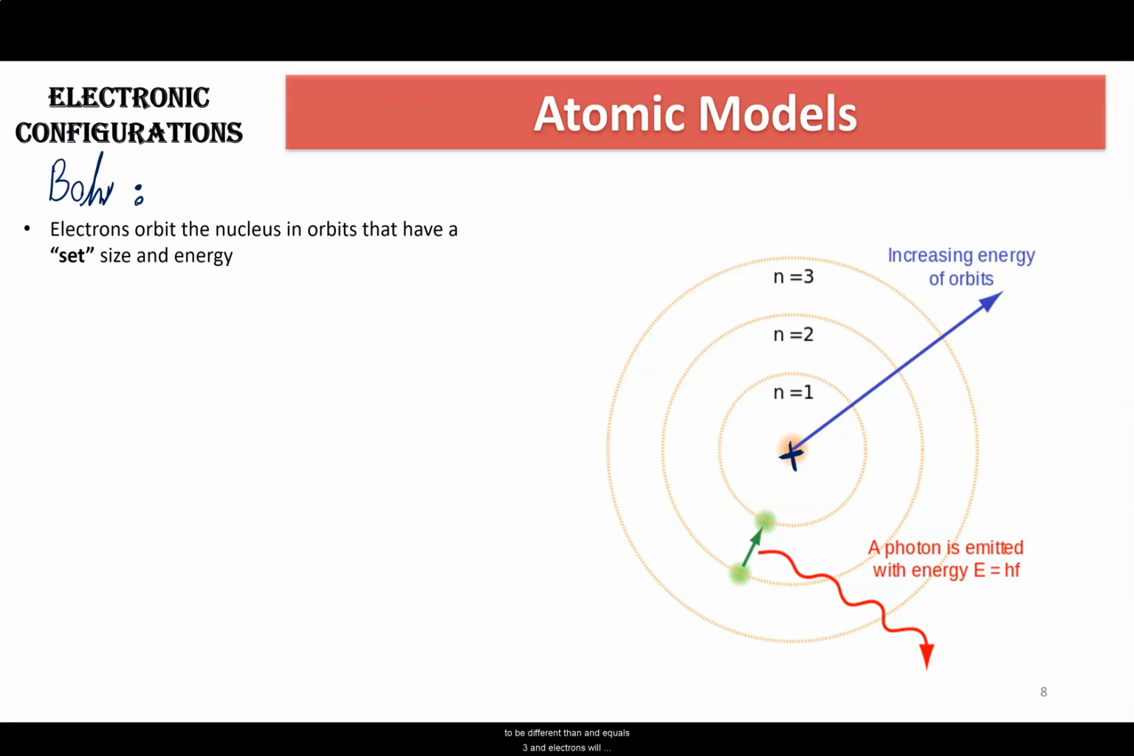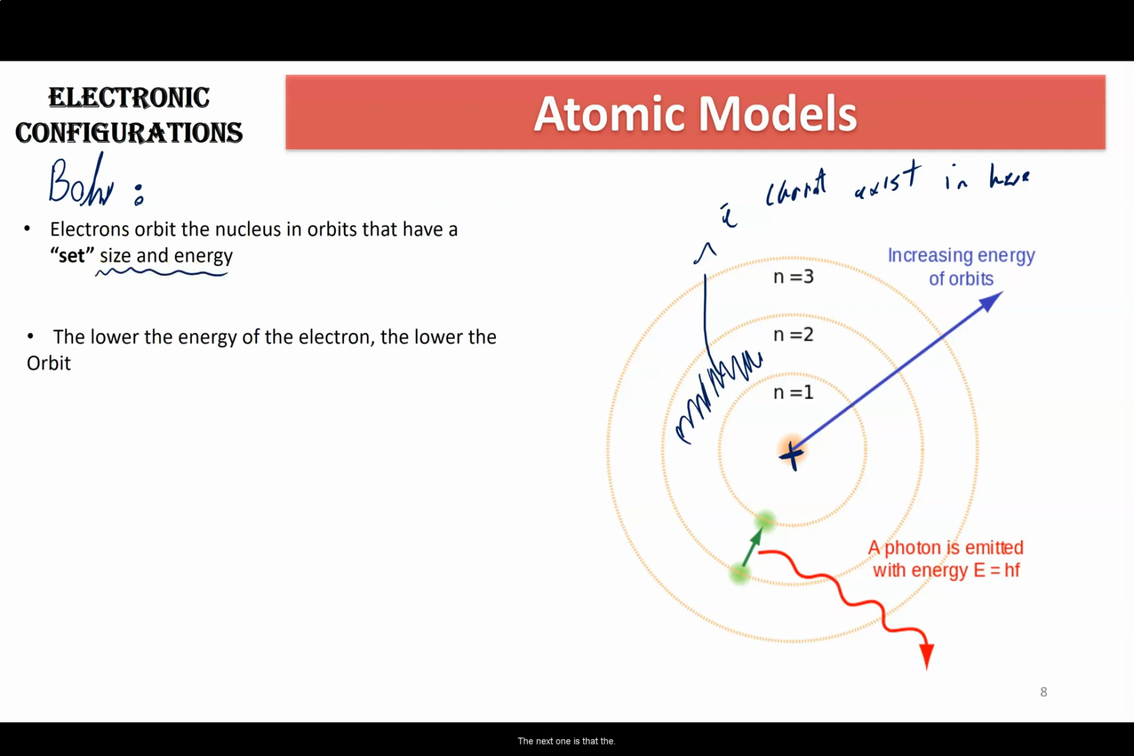And electrons will only exist within those energy levels. So in other words, an electron cannot exist in between. Let me write this down. Electrons cannot exist in here. They cannot be in here. They have to be on the dotted lines, and each one of those lines, one of those circles, will represent a particular kind of size and energy.